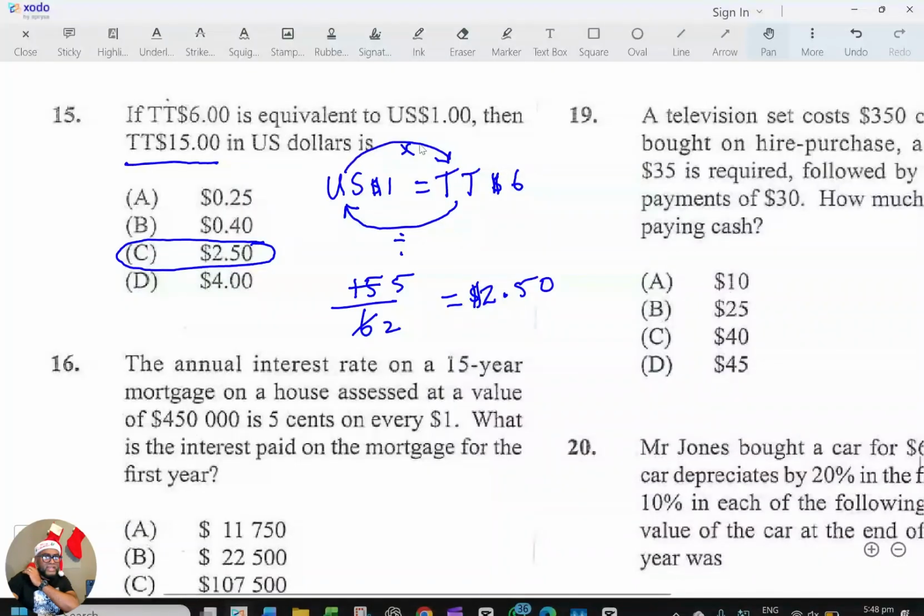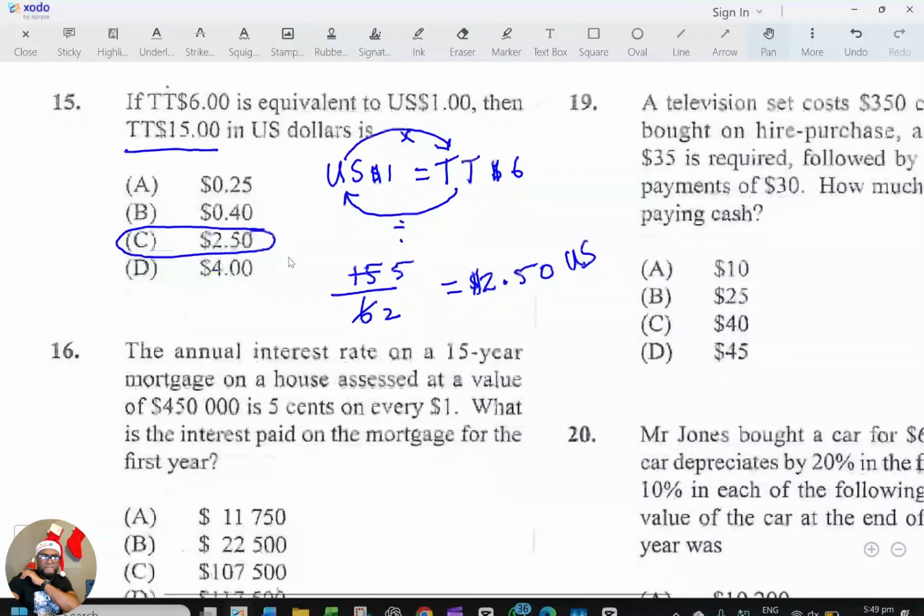All right, run it again. If you want to change US to TT, $1 US is 6 TT dollars. If you want to go from US to TT, you multiply. If you're going from TT back to US, you're going to divide. And when you divide, you take the 15 TT, you divide it by the $6, and you will get $2.50. That's how much US you get. This is US dollars, right?